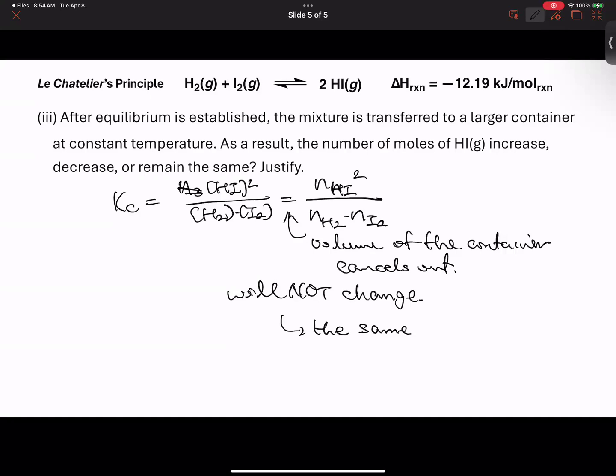This concept is very important. So let's have a clear understanding of Le Chatelier's principle.